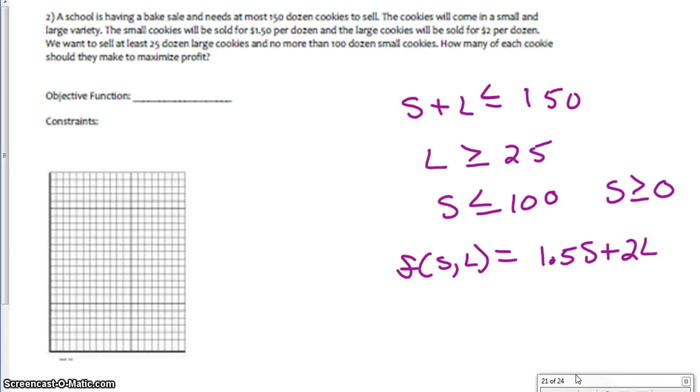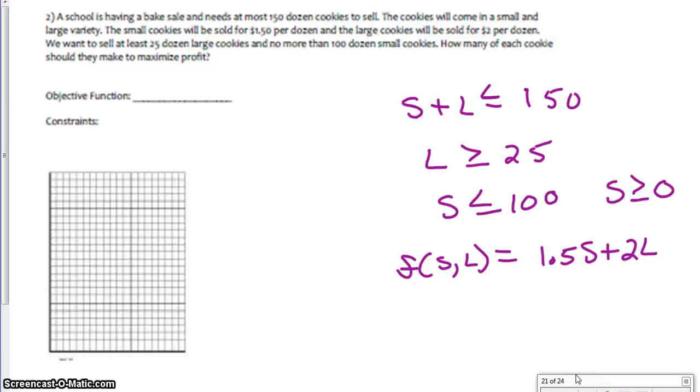All right, what about the bake sale? S is standing for small and L is standing for large. Ladies and gentlemen, please remember that these are number of dozens of cookies. So the number of small dozens plus the number of large dozens has to be less than or equal to 150. The large has to be greater than or equal to 25, and the small has to be less than or equal to 100. And the small also has to be greater than or equal to 0.